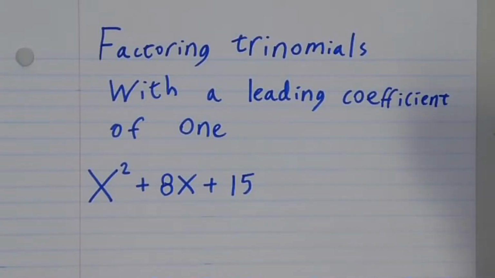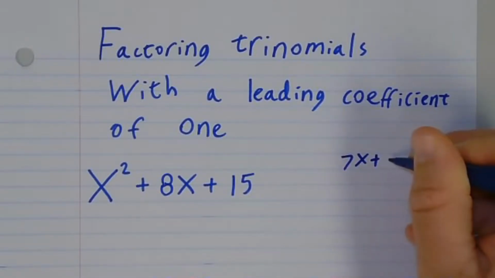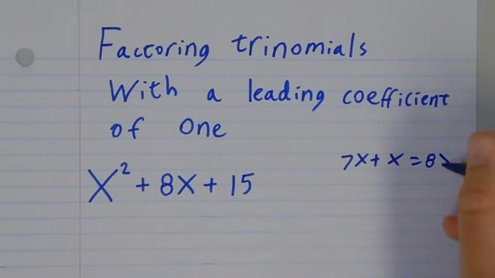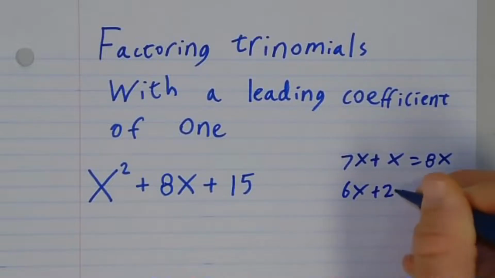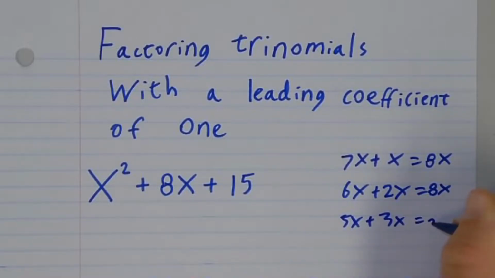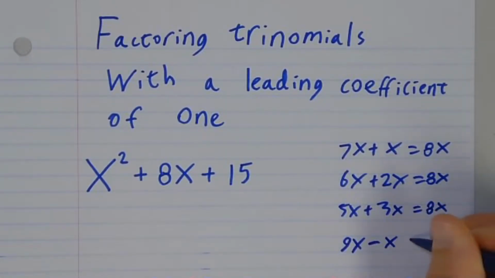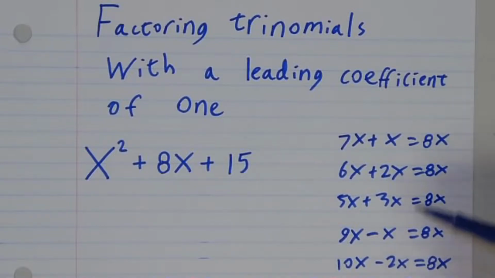I can break up 8x a whole bunch of different ways. I could have 7x plus x, that would equal 8x. I could have 6x plus 2x, or 5x plus 3x, and that would equal 8x. I could even do weird stuff, like 9x minus x, or 10x minus 2x, and that would equal 8x. There are an infinite number of ways that I could break up 8x into 2 things. So I need a way to narrow that down, because I can't guess and check an infinite list. That would take infinite time.